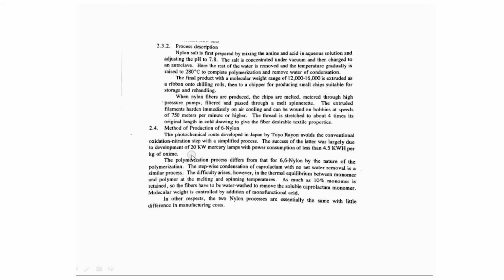Then the second one, where we use the alternative method, is the manufacturing of nylon 6. The photochemical route developed by a Japanese company avoids the conventional oxidation nitration step, with a simplified process. The success of the latter was largely due to the development of 20 kilowatt mercury lamps with a power consumption of less than 4.5 kilowatt hour per kg of oxygen which is produced. So now we are talking about this reaction. This is a photochemical reaction, a reaction which takes place in the presence of light. The point is, who is going to supply the light?